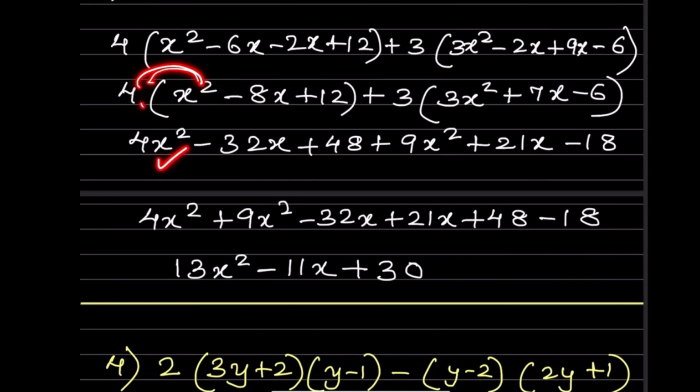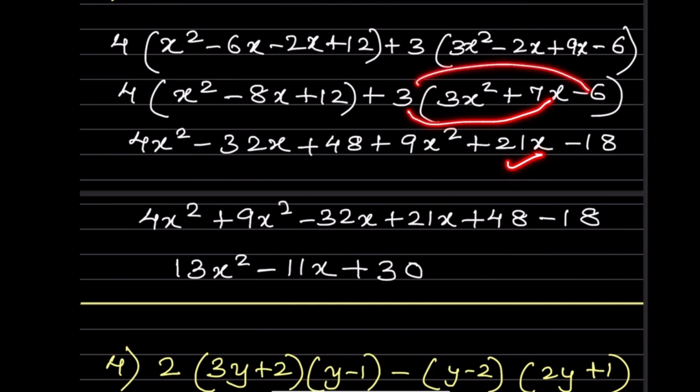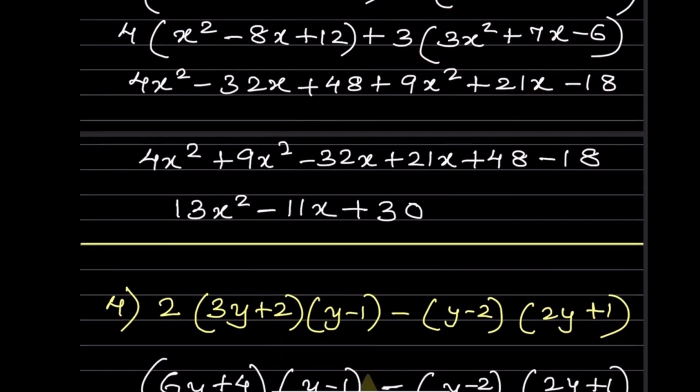4x squared minus 32x plus 48. Again here plus 9x squared plus 21x, and this is going to be minus 18. So now what will you do?